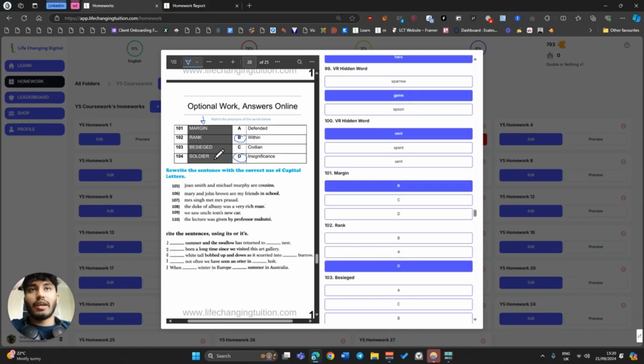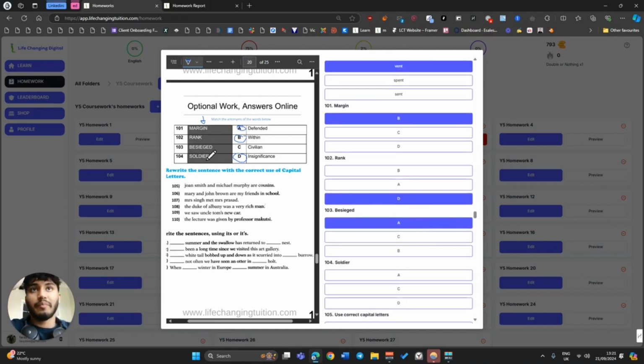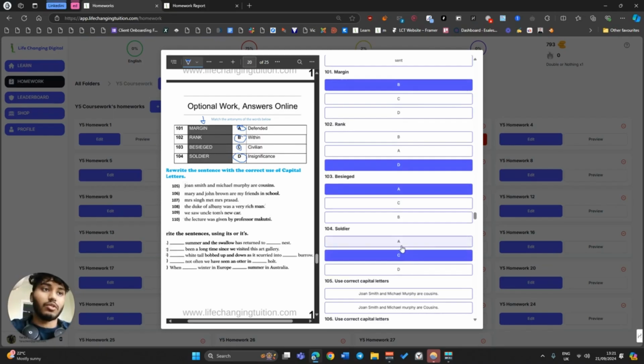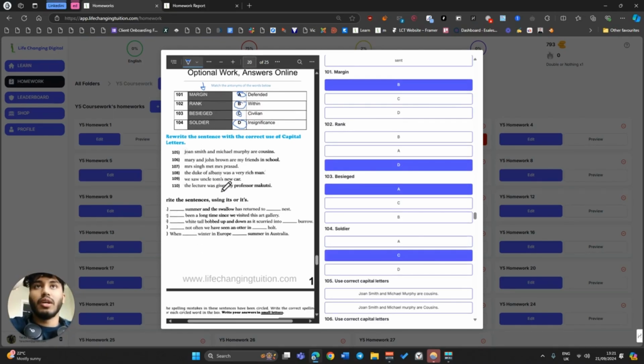You've got besieged. That just means that, for example, if you're besieging a castle, you're attacking a castle. So besieged would be being attacked, and defended would be the antonym for that. And then soldier and civilian would make sense as antonyms as well. So those are our answers right there. Question 105.